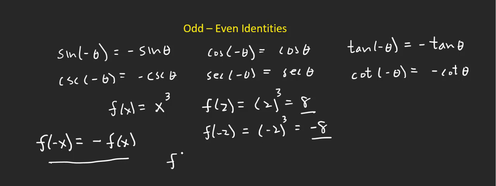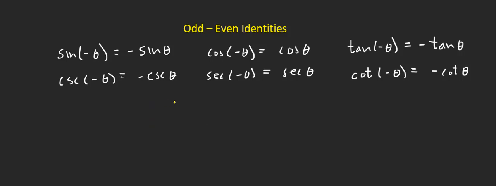So when you put negative x into x cubed, you're getting negative x cubed. And what was our f of x? f of x was x cubed. What is f of negative x? It's negative x cubed. So that's why f of x equals x cubed is an odd function.